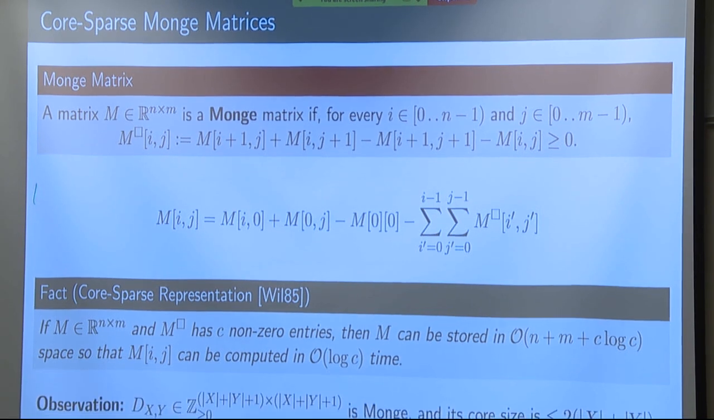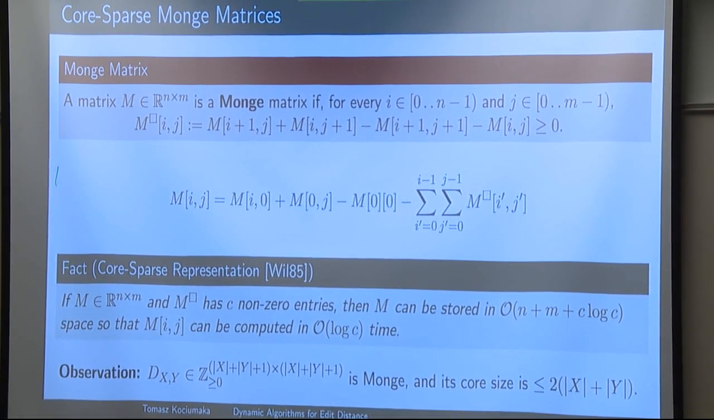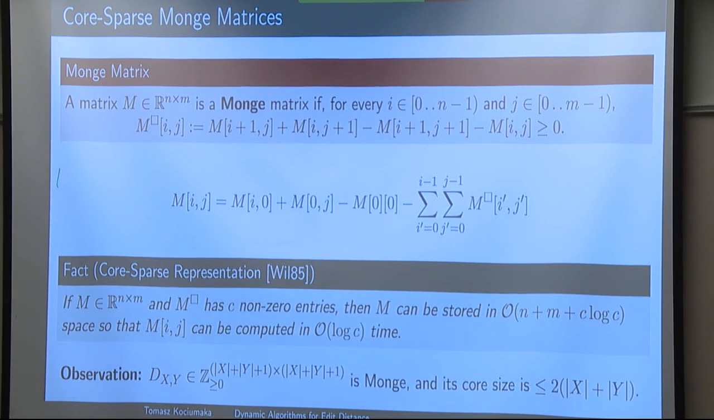In our case, the matrix is Monge, and also its core is always linear in the lengths of the two strings. So that's why this representation takes only linear space in the lengths of the strings.